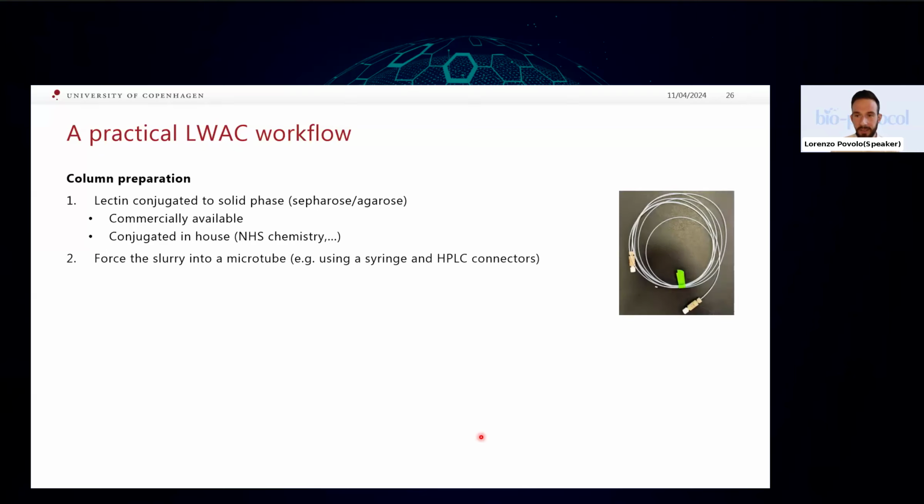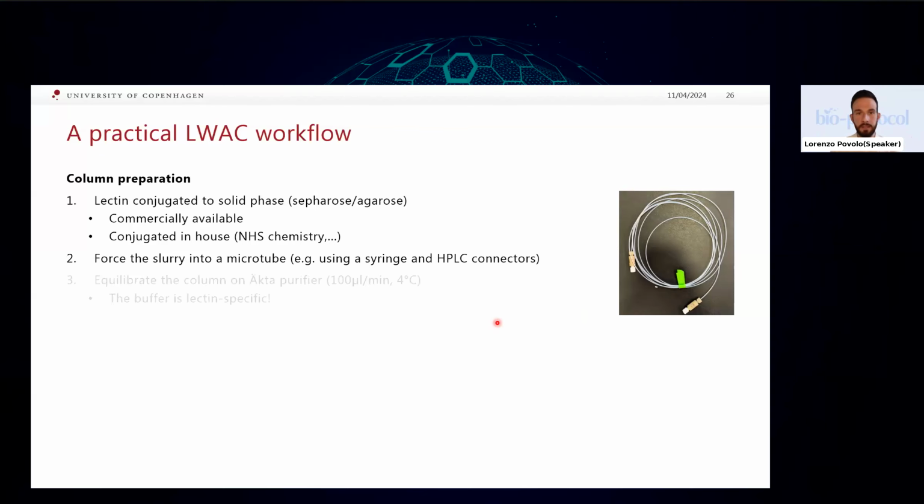And the idea then is to pack the column. This is really something where creativity comes in, because this is a picture from my lab of one of the columns that I have used in my chromatography. The idea is that we need to force the slurry into a very small tube. My trick is, for example, to use a syringe and HPLC connectors to literally force the slurry into this small tube. The use of a small tube actually comes with some advantages, and it mitigates the weak affinity of lectins just by having more lectin resin that your sample can interact with. So this is a little bit our trick in Copenhagen.